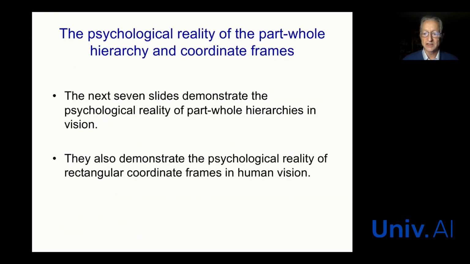So I'm going to start by spending quite a lot of time convincing you that when people perceive objects, they use coordinate frames, and they use rectangular coordinate frames, and they parse objects into part-whole hierarchy. So most people think rectangular coordinate frames are used by mathematicians, but not by your visual system. But I'm going to show you your visual system uses them. And I'm going to do this by using an old demonstration that I invented in 1979.